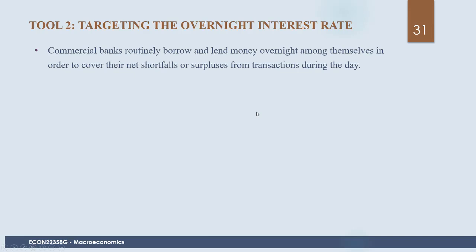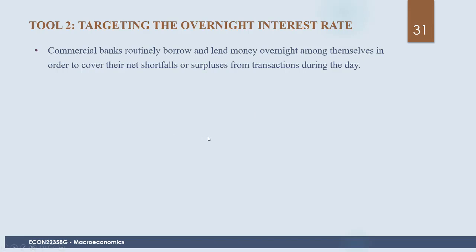Commercial banks routinely borrow and lend money overnight among themselves in order to cover their net shortfalls or surpluses from transactions during the day. Some people write checks from the Royal Bank, and then whoever they wrote the check to will cash the check. And some banks, at the end of the day, in order to settle up, some might owe money, some might have excess money. And so this creates an overnight market for excess funds, or if you don't have enough.